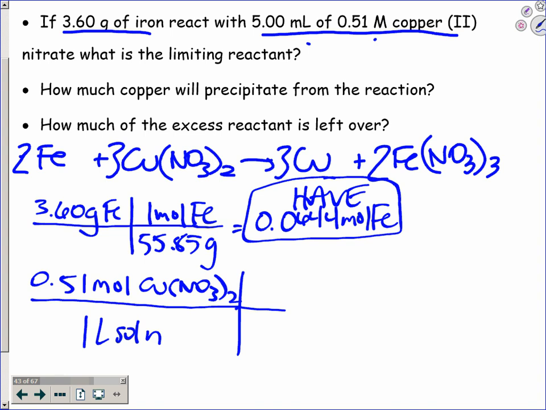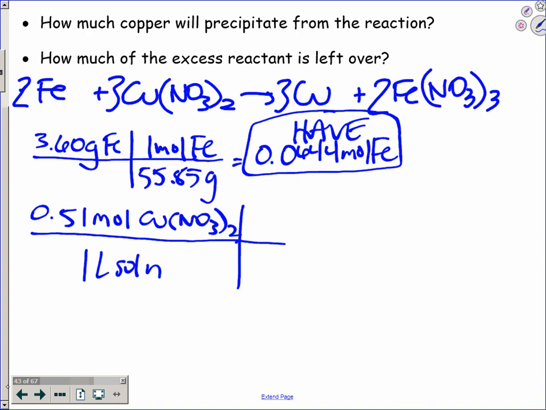Oh wait, no, it's 0.05. So there's 1,000 milliliters in a liter. We're not even close to a liter, right? So we're going to back that thing up 3 times. 1, 2, 3 gives us 2 zeros in the front, and that's our volume in liter form. And that is 0.005 liters.